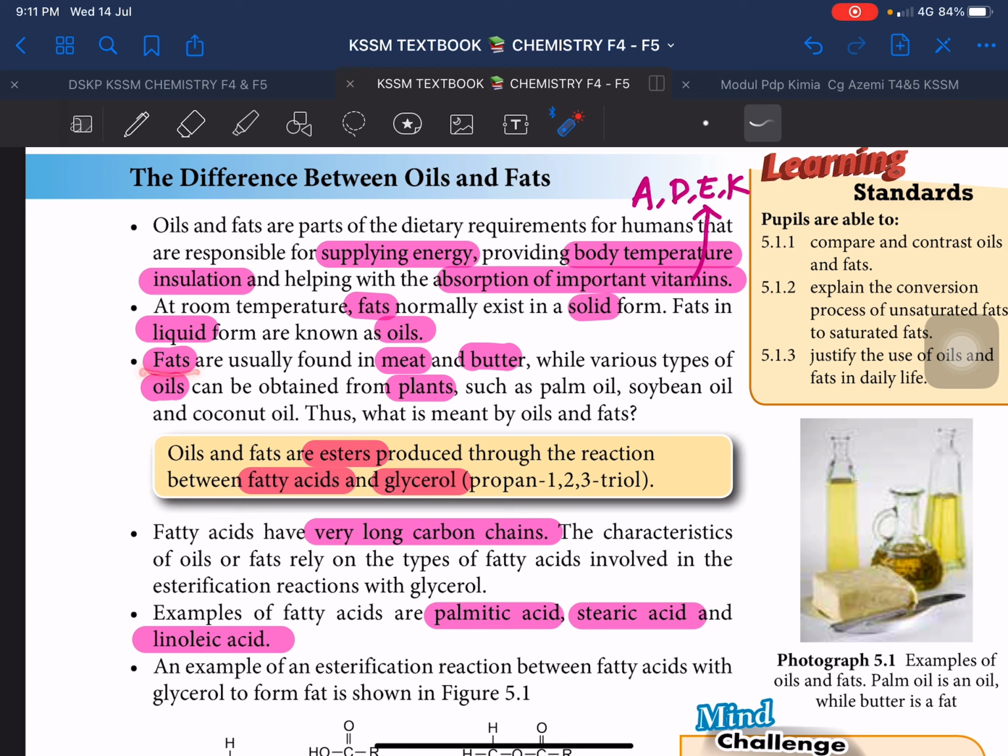So fats are usually found di mana? Di mana can we find fats? Meat, daging, butter. While various types of oil can be obtained from plants. Jadi sekarang kamu fahamlah, fats dari daging, haiwan lah. Oils dari tumbuhan. Seperti apa? Palm oil. Palm oil adalah minyak sawit, soybean oil, coconut oil, apa lagi, canola oil, ada banyak lagi tumbuhan di luar sana. Grapeseed oil, banyak. A lot of plants can produce oils also.